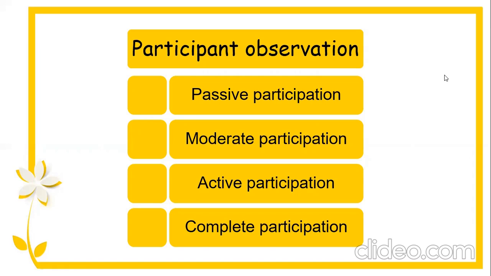In passive participation, the researcher comes to the place of the activity of the person being observed, but is not involved in the activity. And then for the moderate participant, there is a balance between the researcher being an insider and an outsider. Researchers in collecting data participate in participatory observation in several activities, but not all of them.